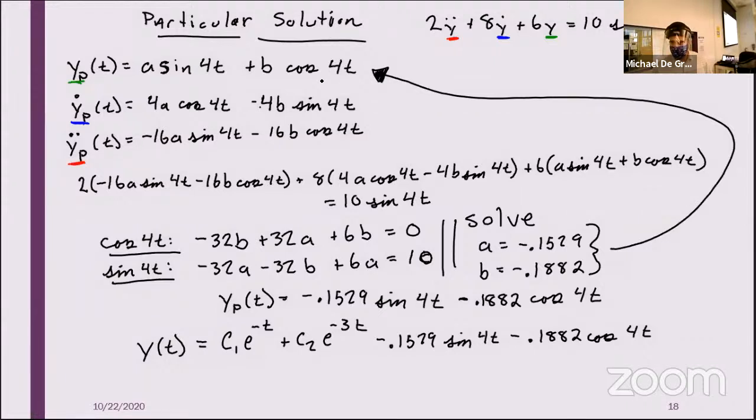Did I put another stone? I did. Perfect. Okay.